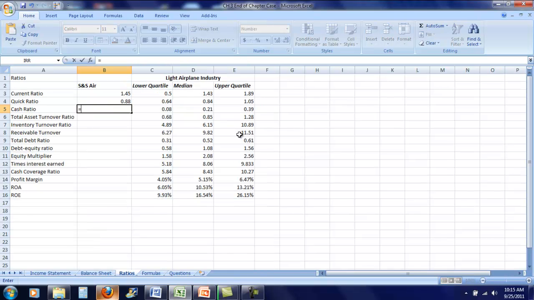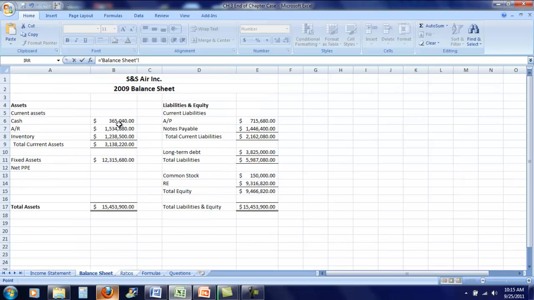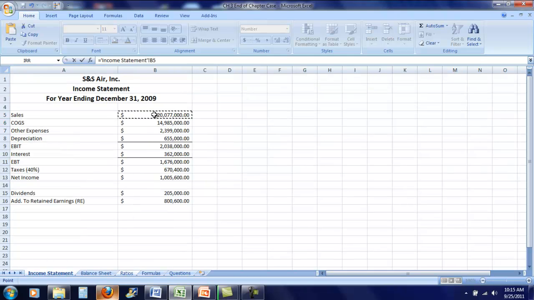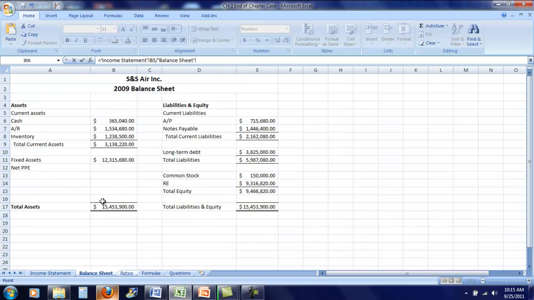Now my cash ratio, this is just cash. How much cash do we have on hand to meet our current liability obligations? So cash divided by current liabilities. Now when we're talking total asset turnover ratio, we are talking about how do we employ our assets? How are we doing managing our assets? So our total asset turnover ratio is sales, which is on our income statement, divided by total assets, which is on our balance sheet.